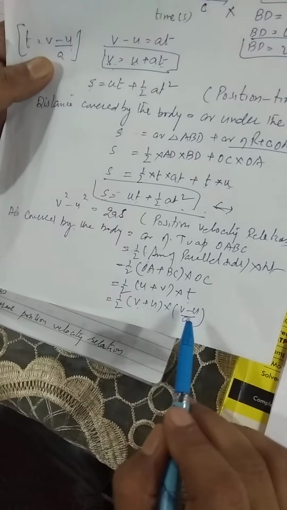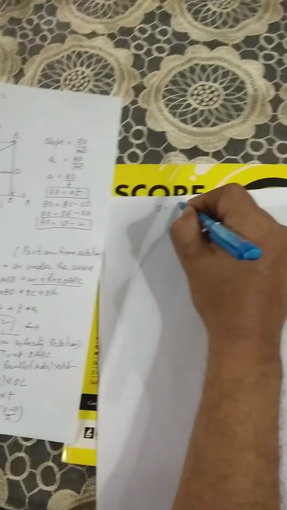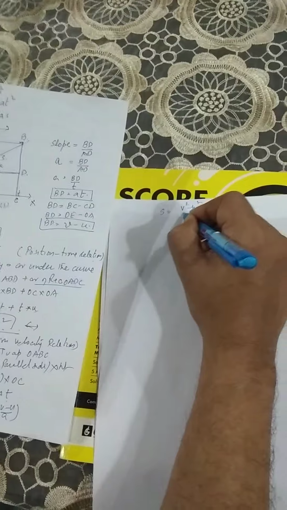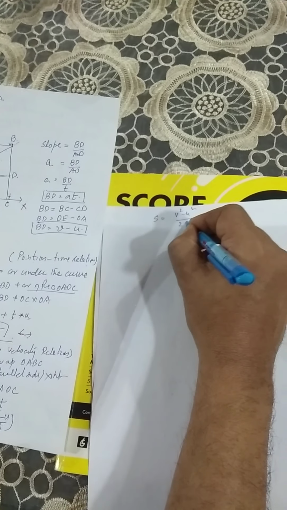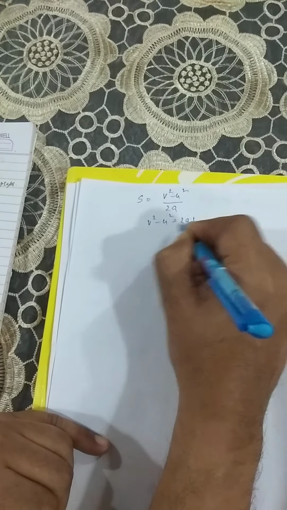Now the distance covered by the body is S, and you can see here this is U plus V and V minus U. A plus B into A minus B is A square minus B square, a mathematical identity. So V square minus U square upon 2A. Now do cross multiplying. Cross multiply, what will come? V square minus U square is equal to 2AS, and this is the third equation of motion.